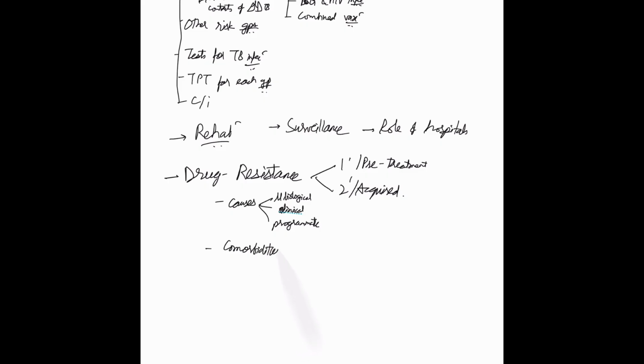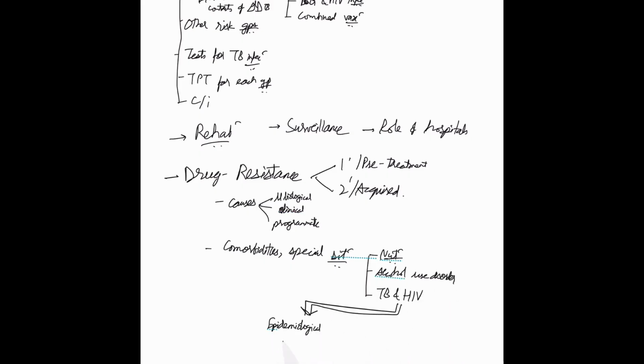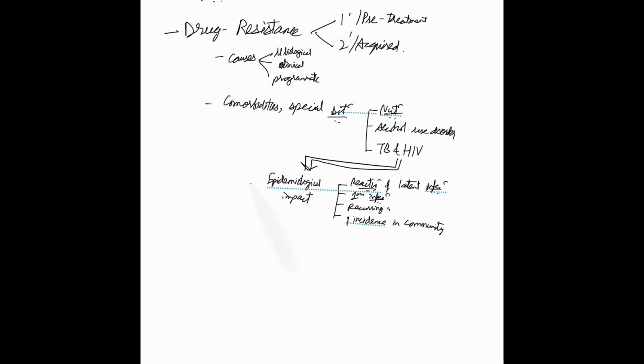We then see other comorbidities and special situations that can complicate TB, like bad nutrition, alcohol use disorder, TB with HIV, which is described in detail. You know the epidemiological impact of TB-HIV co-infection, which can cause reactivation of latent TB, and it can also predispose to primary infection, recurring infection, and increase the incidence of TB in the community. And treatment in people living with HIV and why it's more difficult.